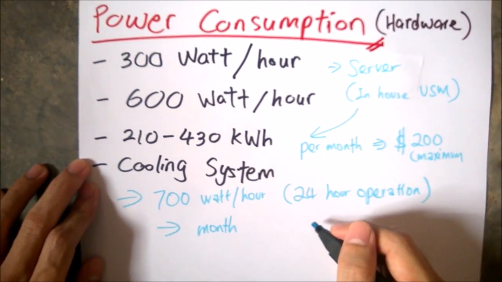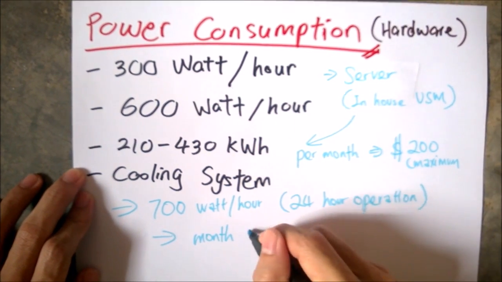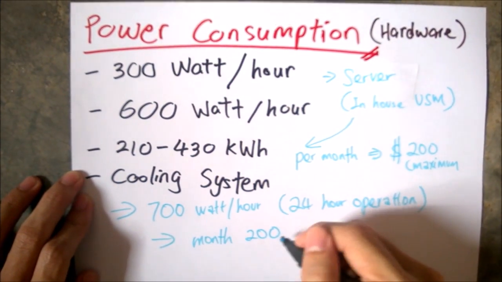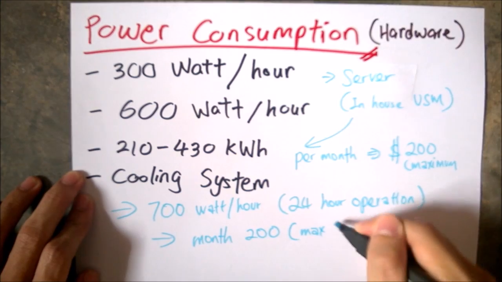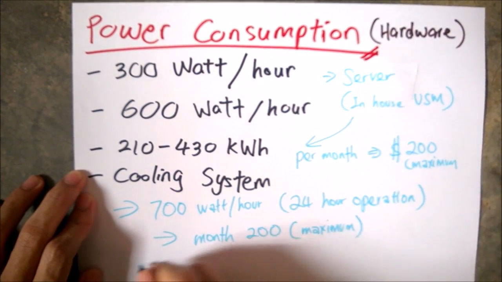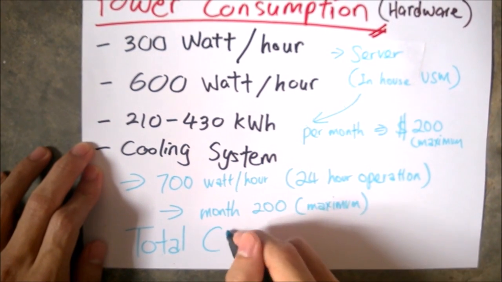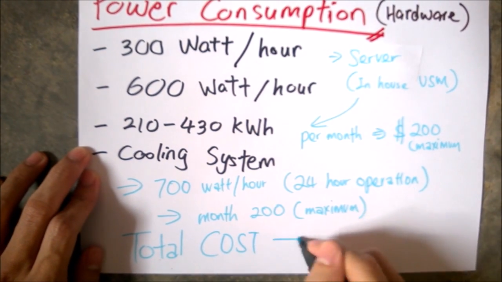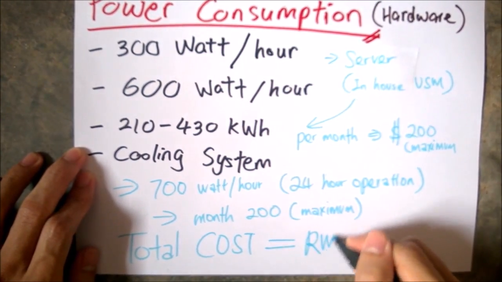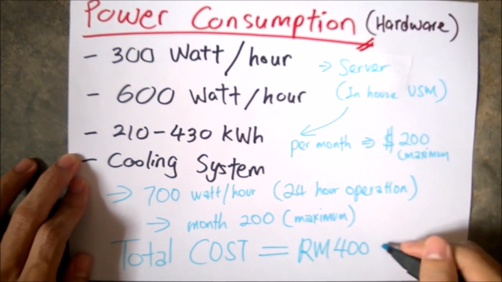For our cooling system, it also operates on a 24 hours basis. The power consumption for it is about 700 watts per hour. So it also costs 200 ringgit. Therefore, the total cost for it is only 400 ringgit per month.